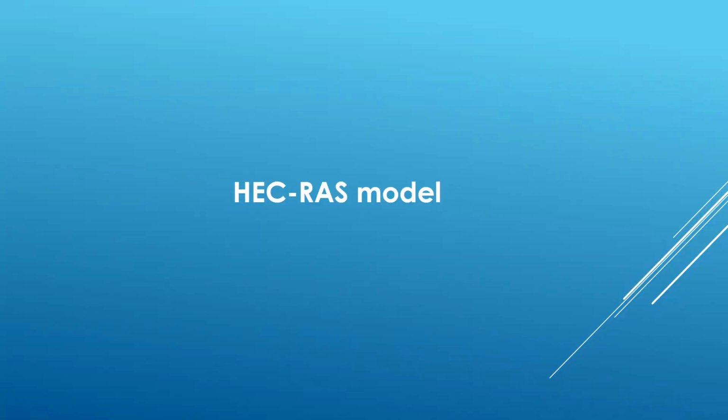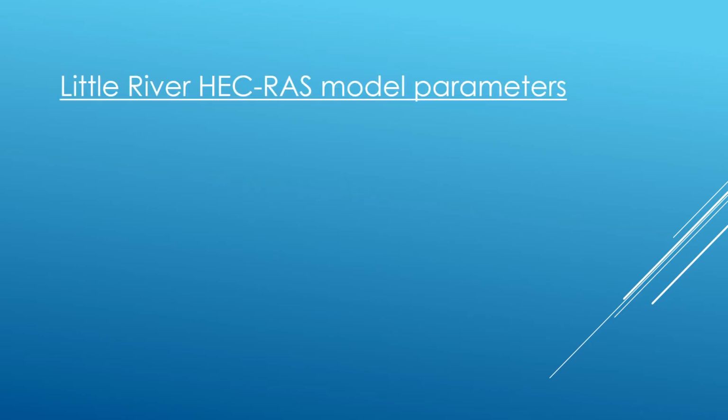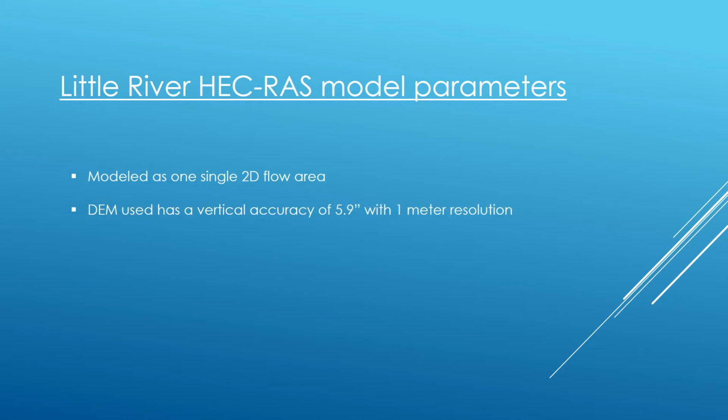Now that I've determined flow hydrographs for each of the Little River's subbasins for the Mother's Day event, it's time to start describing the HEC RAS hydraulic model that I set up for the hydraulic analysis of the Little River. I did this modeling it as one single 2D flow area. I used the digital elevation model with a vertical accuracy of 5.9 inches and a 1 meter horizontal resolution.